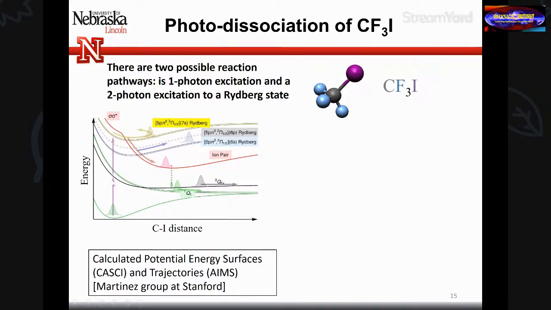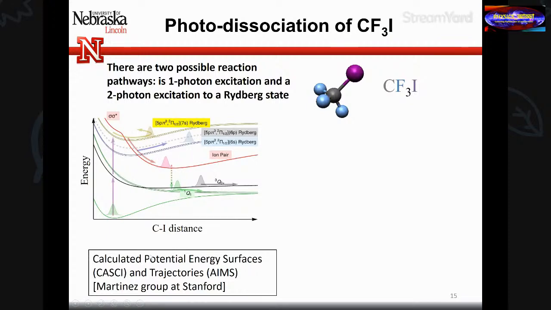However, there's another channel where you can absorb two UV photons at the same time, and you now excite to a Rydberg state up here, this yellow Rydberg state. And this Rydberg state can, for example, cross or couple to other lower Rydberg states or these ion pair states. And then from these states, you can dissociate. So this upper Rydberg state is a bound state, but it crosses with other states which can dissociate.